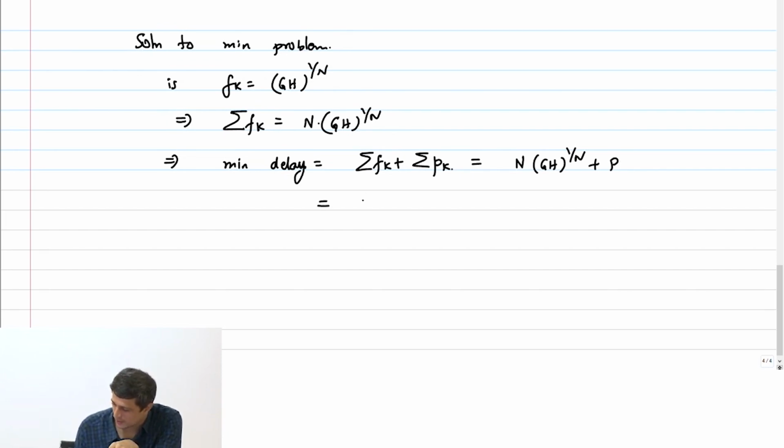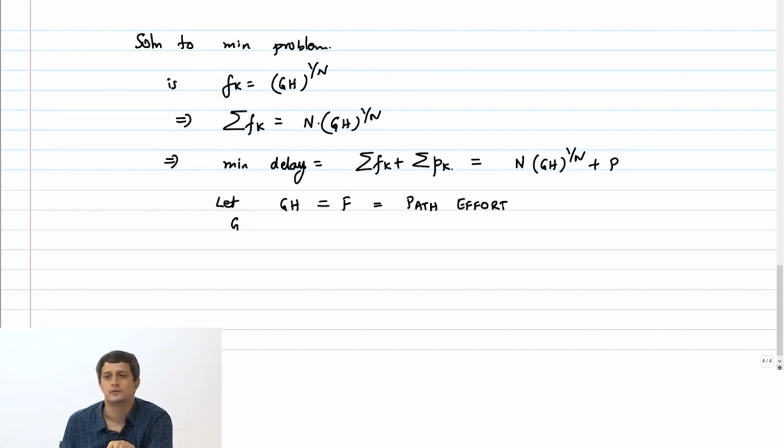So now let us say I am going to call this G into H equals capital F, which is equal to the path effort. I am going to define this as the path effort, and each Fk I am going to call the stage effort.